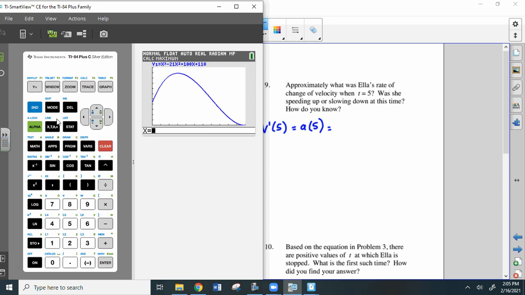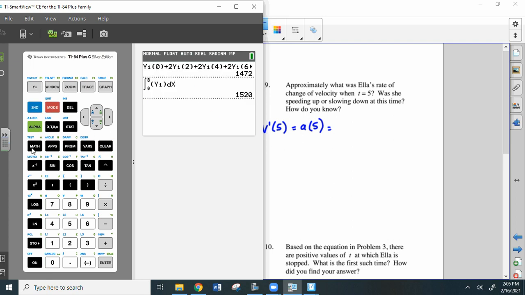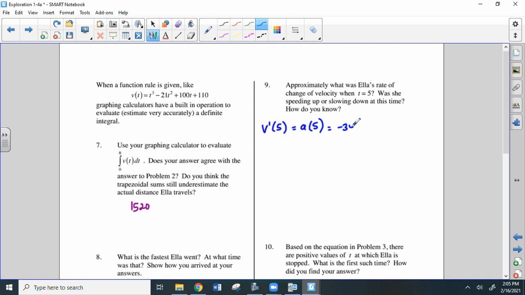Nope, not there. Sorry, I need to get out of that screen. Then I can do math 8 and take the derivative with respect to x of the function in y1 at time 5. All right, and so that came out to be negative 34.9 repeating.